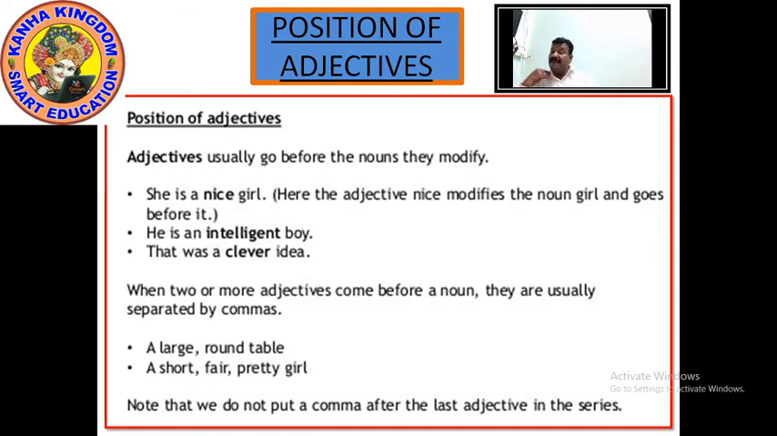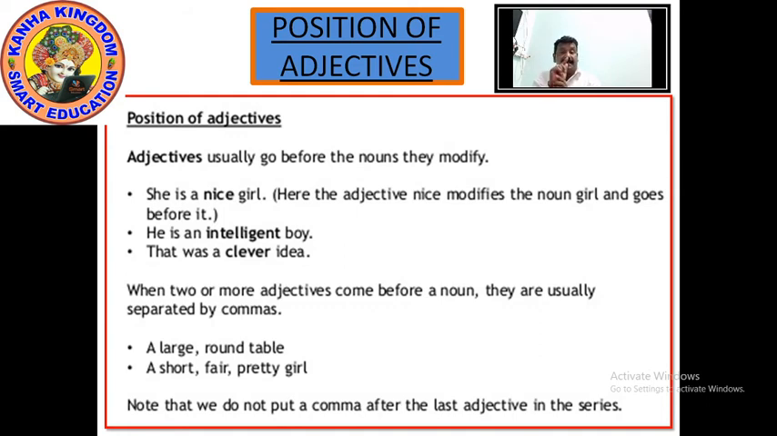When 2 or more adjectives come before a noun, they are usually separated by commas. For example, a table: before it, 2 adjectives come, a large, comma, round table. Now both of these are describing the table, so the 2 adjectives are put with a comma.